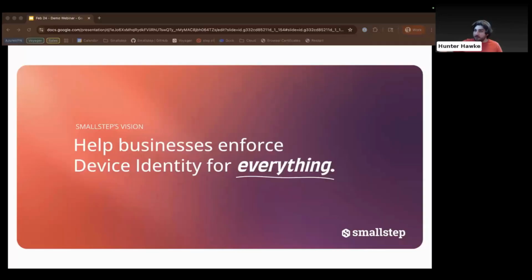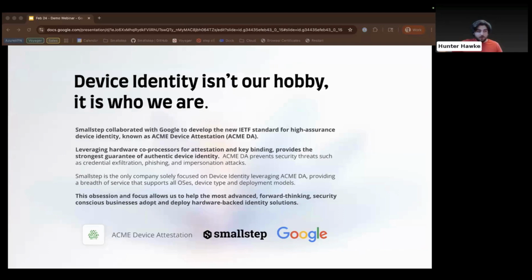Today we're going to be covering ZTNAs, specifically Smallstep's solution, super lightweight. We call it Enterprise Relay, but we do also bolt into existing ZTNA solutions as well. But ultimately, Smallstep is a device identity platform. We focus on enforcing device identity for everything. Effectively, our goal as a company is making sure that you can cryptographically assert that all of your devices connecting to your network, all of your most sensitive resources, are coming from a particular piece of hardware.